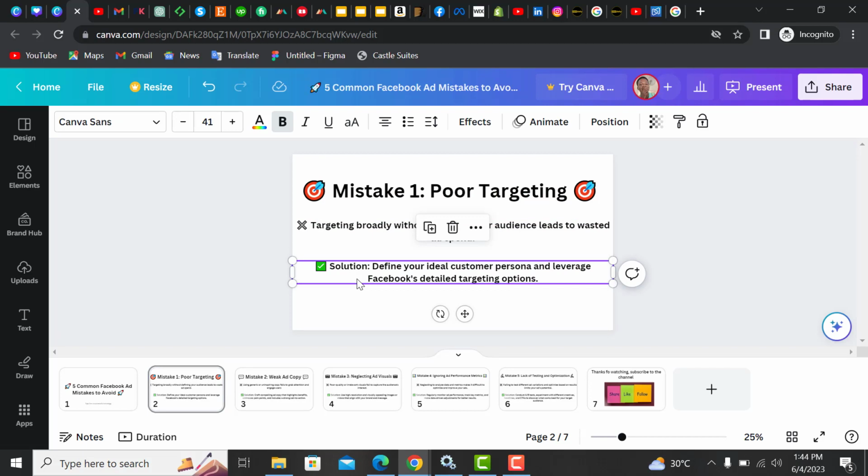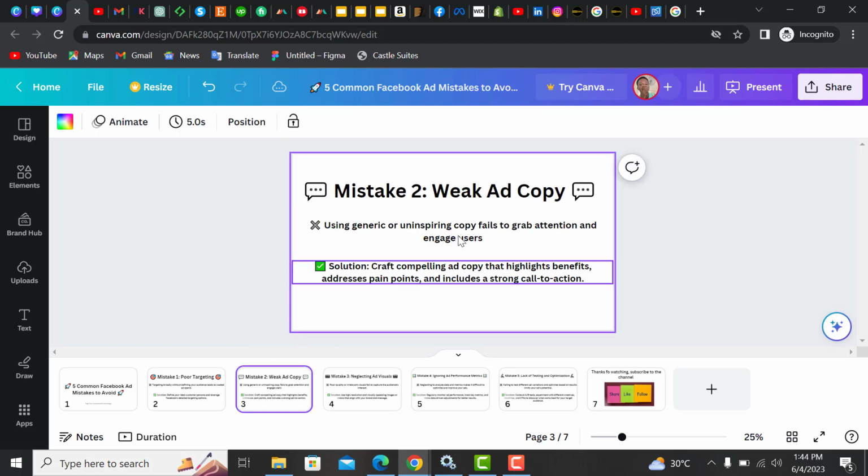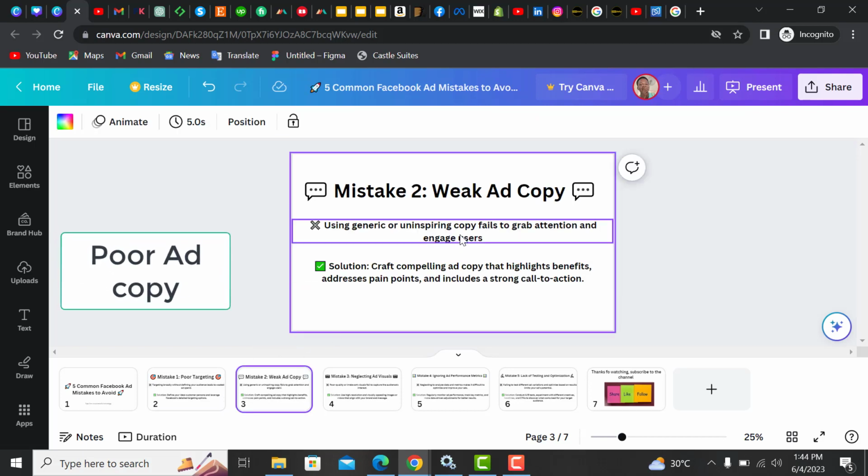The next mistake is having a poor ad copy. Beyond knowing your target interest, you need to have a good ad copy. When you have poor ad copy, you're not going to send your message well. For example, if you are using a generic or uninspiring copy which fails to grab attention and engage the audience, you are going to make mistakes on your ads. After getting your audience right, you want to show them a copy that addresses their pain point, so that it grabs their attention and is engaging.